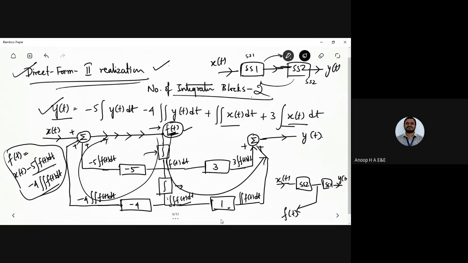So how are you going to write y of t? What's the equation? Y of t would be equal to, can anyone tell me? 3 times integral f of t dt plus integrated twice f of t dt. So this is y of t here. Fine, I hope this is clear to you.